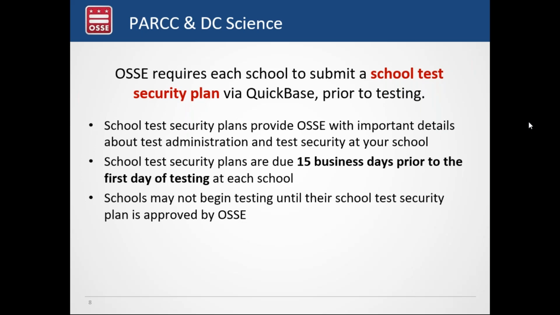It's due to OSSI 15 business days prior to the first day of testing, so that usually falls 3 weeks before you begin testing. And you are not able to begin testing until we've approved your plan. Hopefully we approve your plan the first time we receive it. Sometimes we do have some questions. We may go back and forth and ask you for some additional information or some clarifications, but the plan must be approved before you begin testing. So do ensure that you're following up with that once you get into that 15-day window.